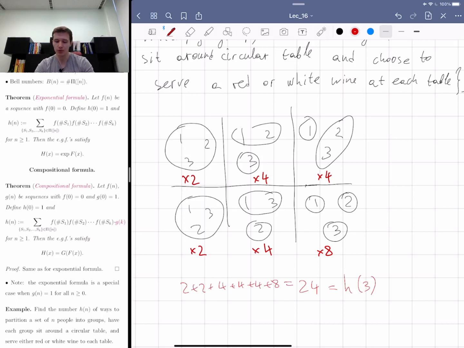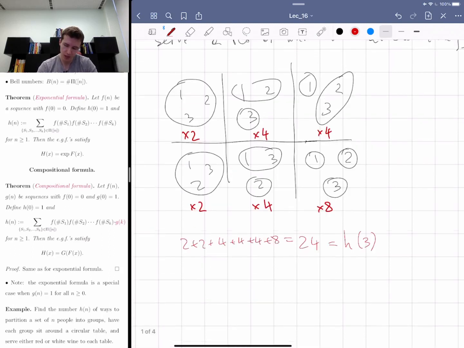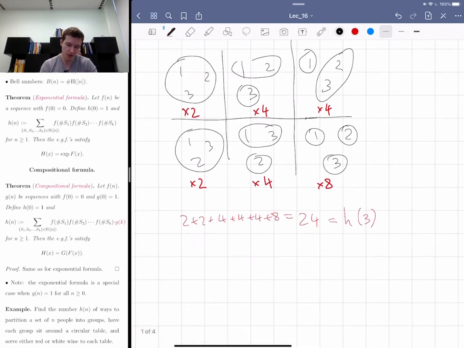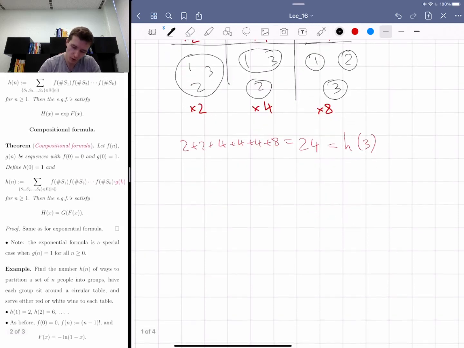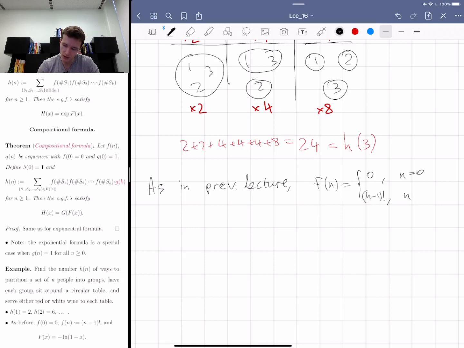So okay, how do we compute the general formula for the h's? Well, we have to use the compositional formula, and that's going to be very similar to the previous lecture. So here's what I'm going to do. As in the previous lecture, I'm going to consider f to be the number of circular arrangements. F of n is 0 if n is 0, and n minus 1 factorial if n is greater than or equal to 1.